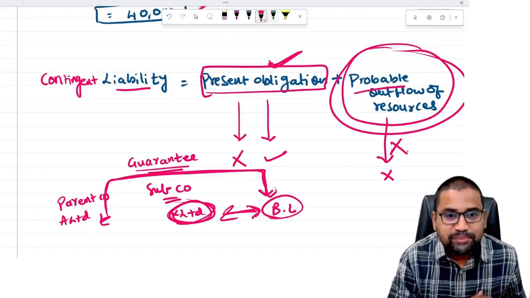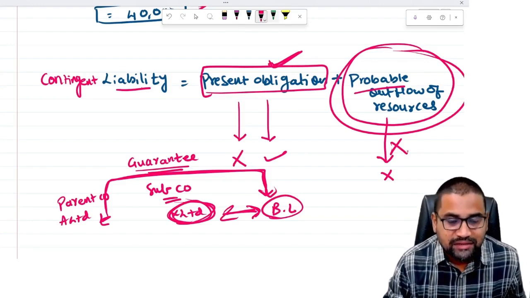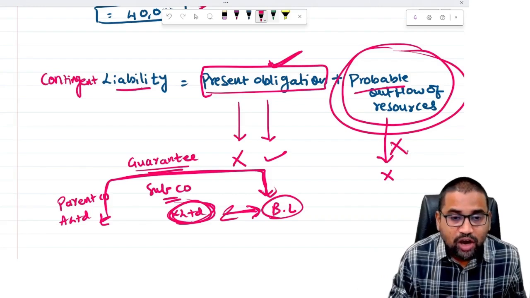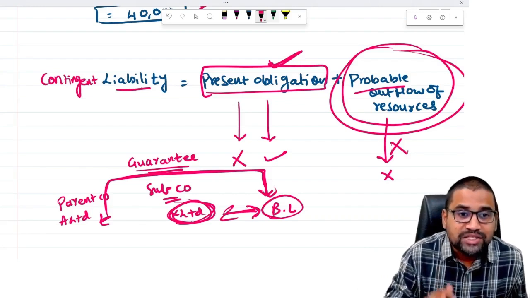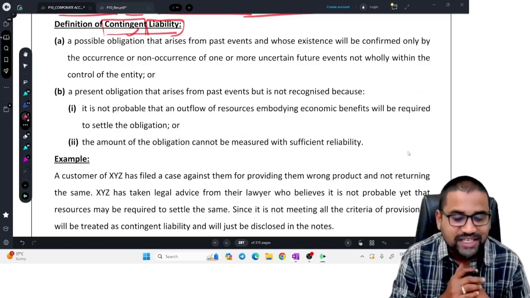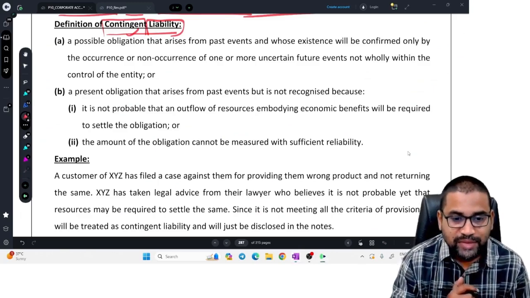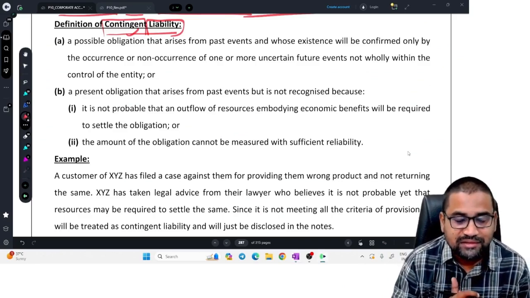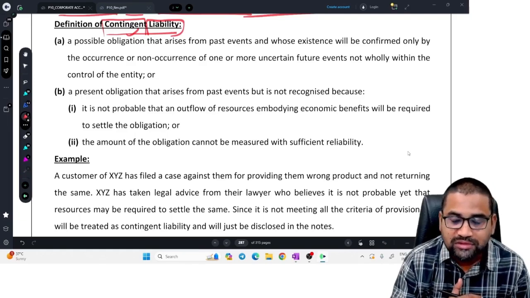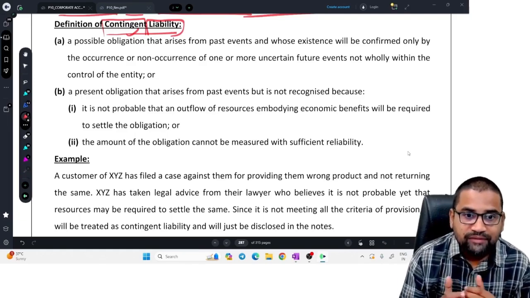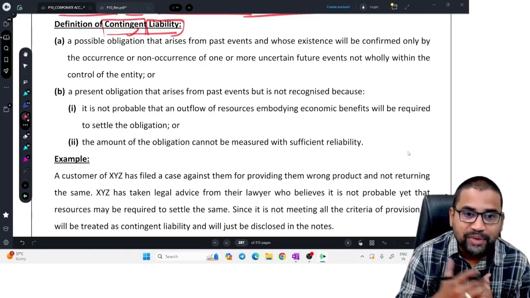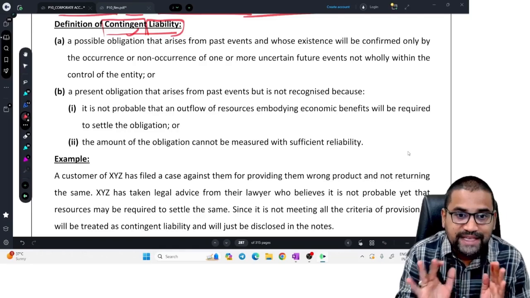So, to put it simply, what is contingent liability? It is a liability where there is no present obligation, or even though there is a present obligation, there is no probable outflow of resources. The best example is a guarantee given on behalf of a subsidiary company for any loan. Or, for example, a case filed by a third party against us, but we have not accepted the liability.